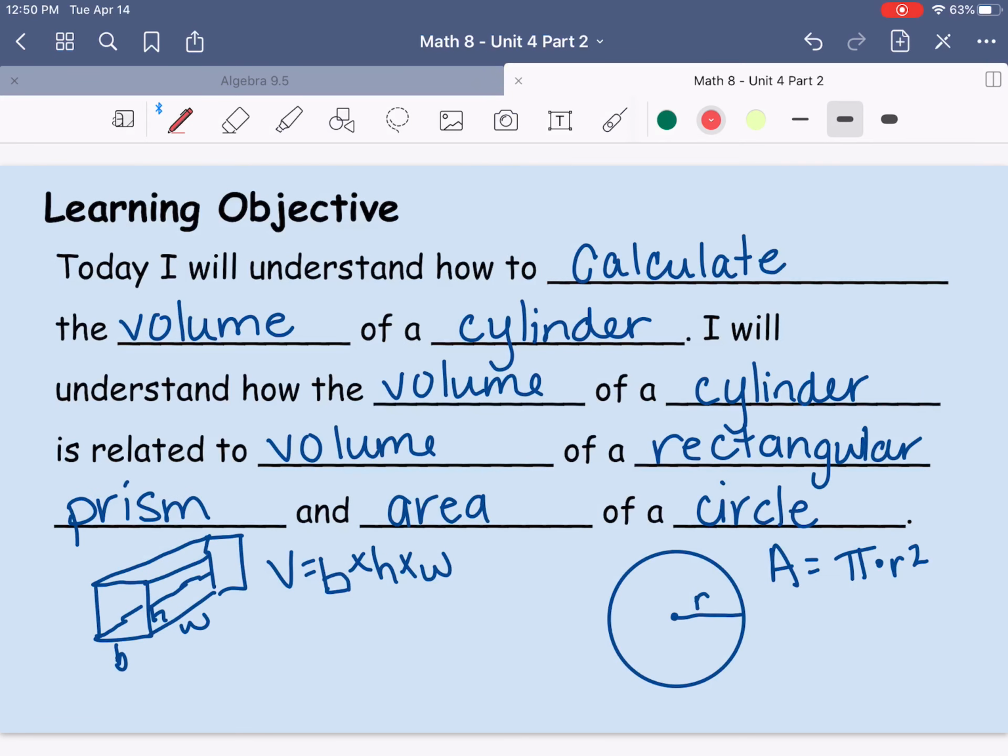Okay. So just like yesterday, we are still working on calculating volume of a cylinder. Today we are actually going to be calculating either the radius or the height of the cylinder using the volume formula. And don't forget your volume formula for volume of a cylinder, pi times the radius squared times the height. The pi times the radius squared, that's the circle.